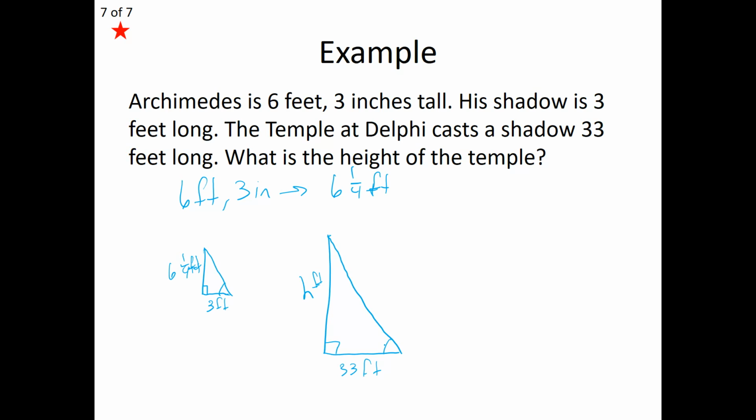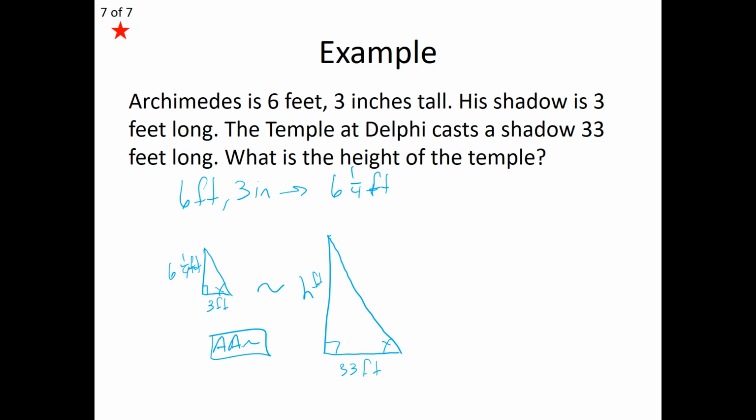And the assumption we're making is that the angle of the shadow is formed identically to the angle of the shadow that Archimedes casts. So what that leads us to is to say that these two triangles are similar by angle-angle similarity. That's really the main geometrical assumption we're making. But now that we've established similarity between the two triangles, we can set up a proportion and solve for the missing height of the temple.